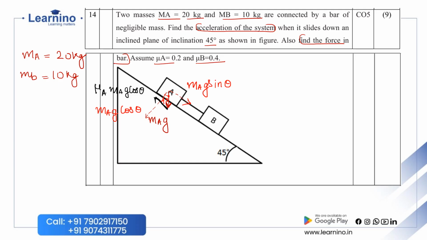And if I am considering body B, the weight of MB is MB into G. I can resolve this into two components. This is 45 degree, this is MB into G into sine theta, and this is MB into G into cos theta. Here also the frictional force is acting in the opposite direction, and the magnitude of this frictional force is mu B into MB into G cos theta.